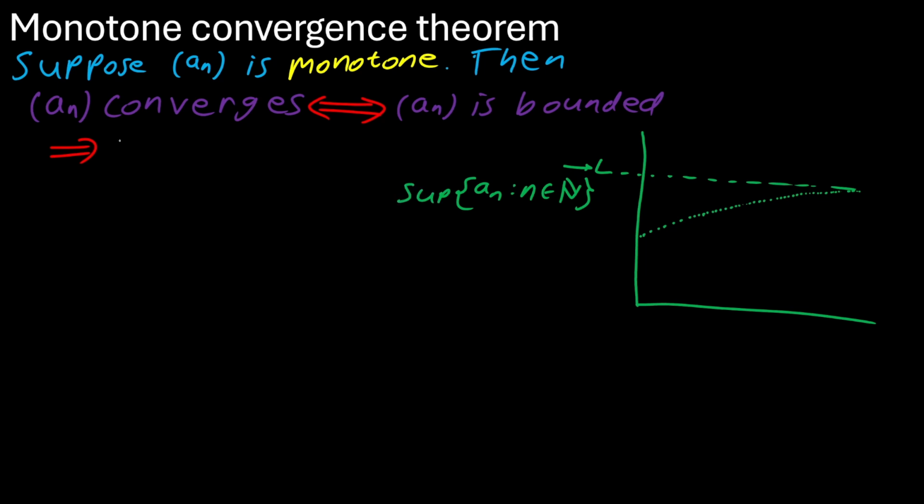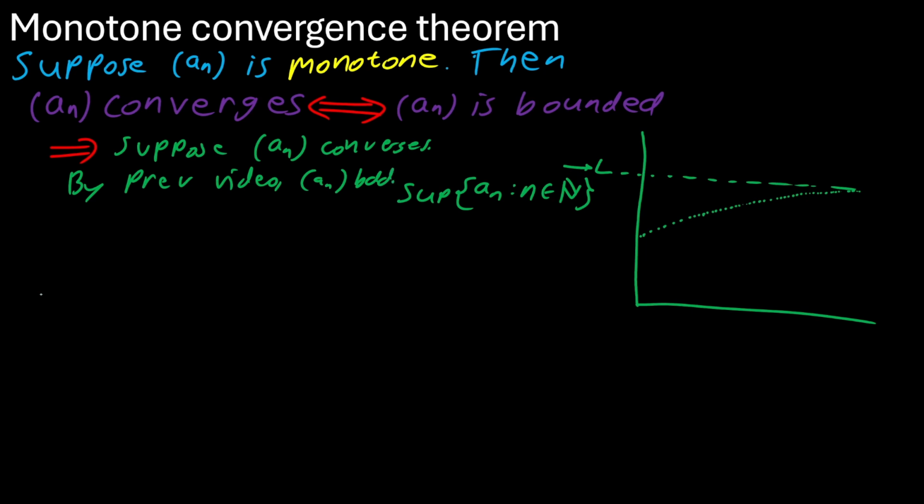All right, so let's suppose an converges. By previous video, an is bounded. Boom, done, easy. Convergent sequences are bounded. The other way is more interesting.